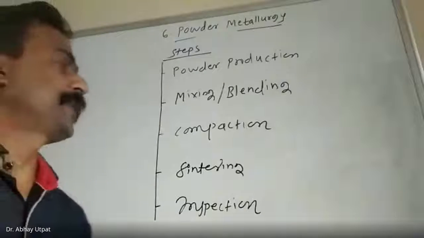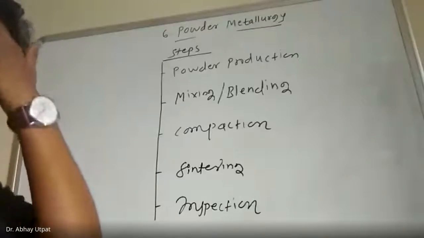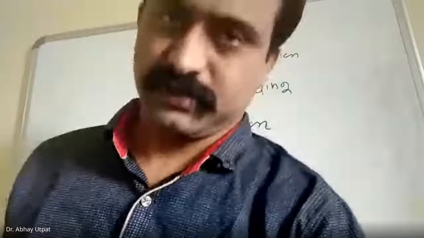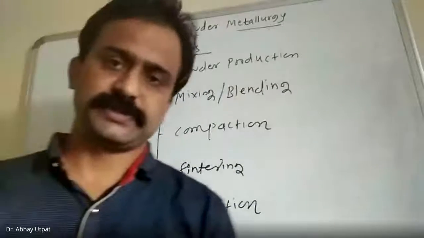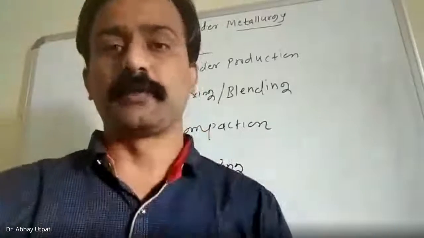So powder production, mixing and blending, compaction, sintering, and inspection. Every powder metallurgical product is manufactured by following these steps. Okay. Now, let us see one by one.